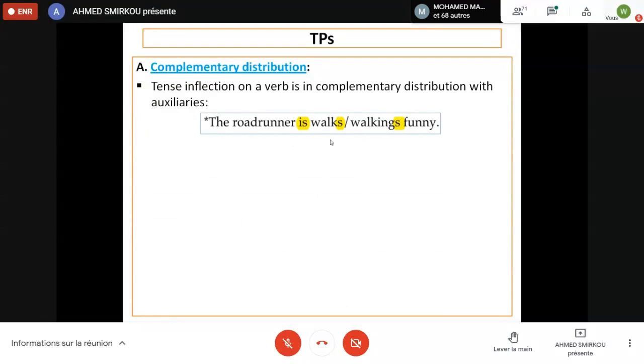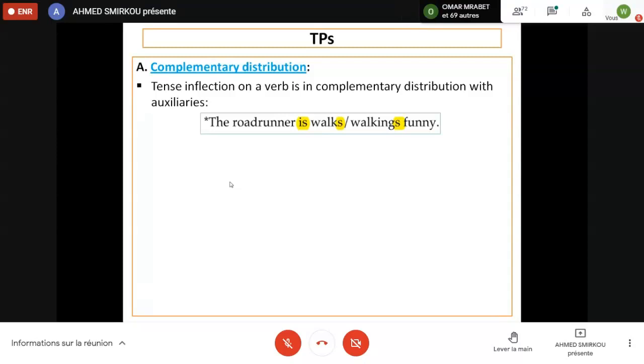We have two categories here. We have is, an auxiliary, and we have the inflection S, which is an inflection morpheme. So we cannot find the auxiliary and the tense inflection together, which means they occur in complementary distribution. And since they occur in complementary distribution, it means that we have T, not only with auxiliaries, but also with inflectional morphemes. We cannot say we are speak. We should say we speak, or we should say we are speaking, but we cannot say we are speak.